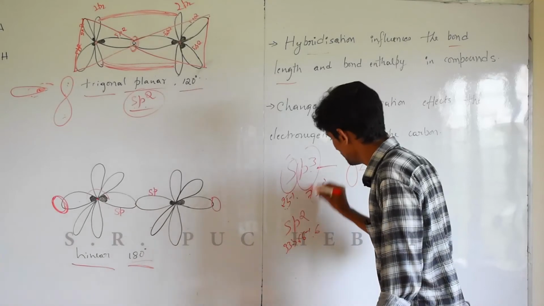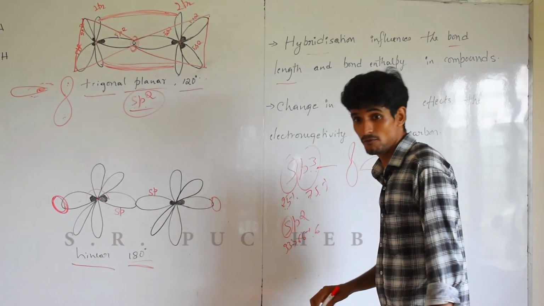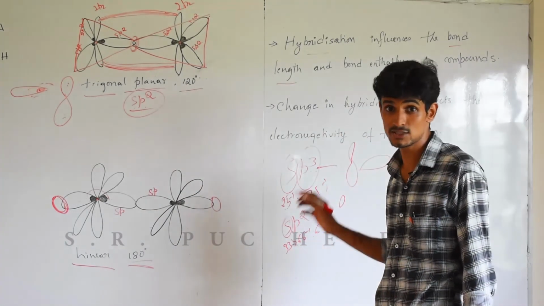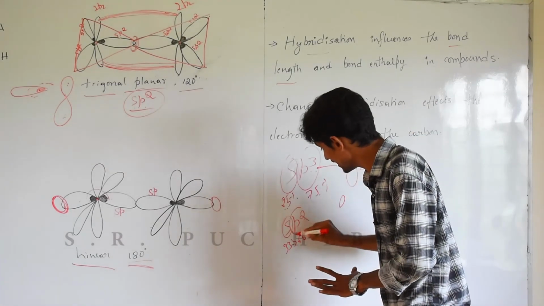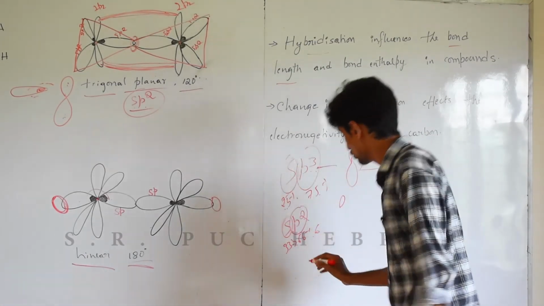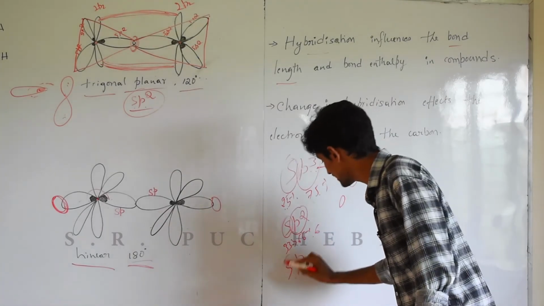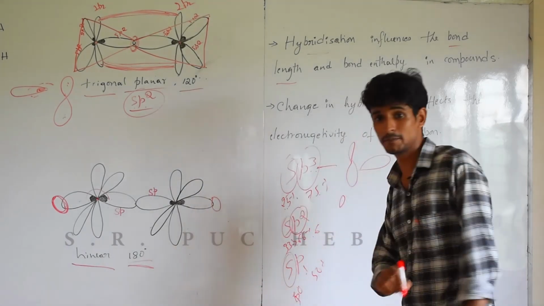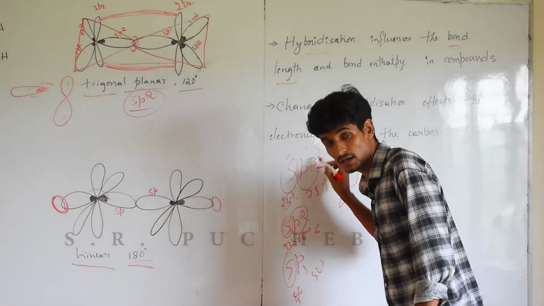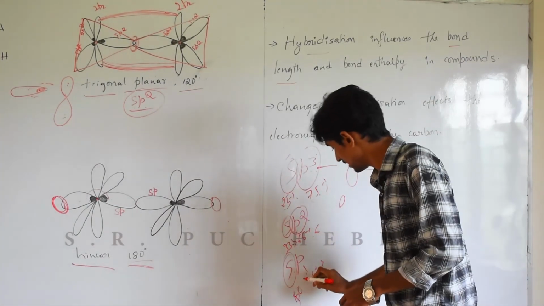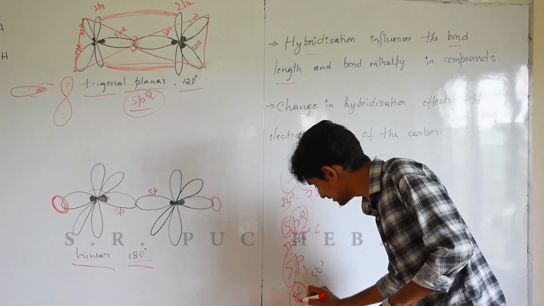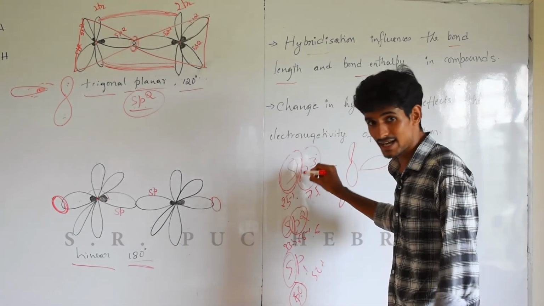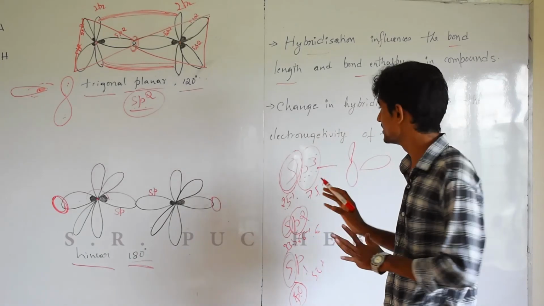Now when you compare these, here the s character is more. When the s character is more, the bond length decreases. When the p character is more, the bond length increases. In the case of sp, the s character is 50% and the p character is 50%. So among these three hybridizations, sp has the minimum bond length and sp3 has the maximum bond length. As the s character increases, the bond enthalpy also increases.